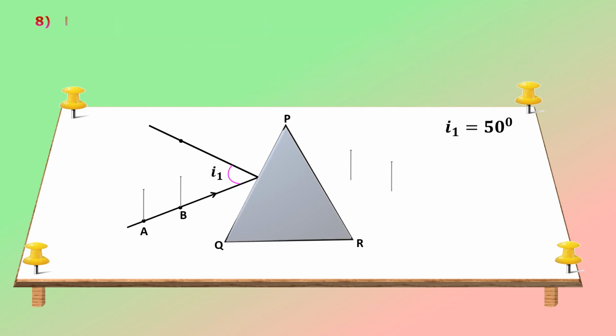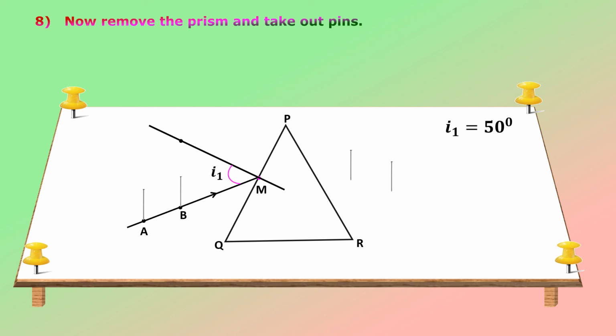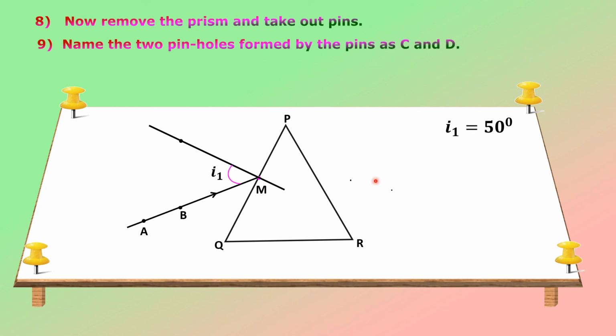Now remove the prism and take out the pins. First I am removing the prism, then taking out the pins one by one. When they have been taken out, they have left marks on the paper. Two pin holes have been formed by these two pins, and I will name them C and D.